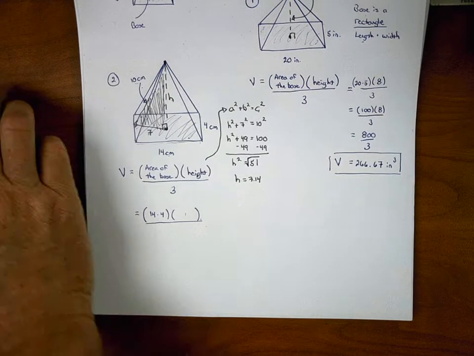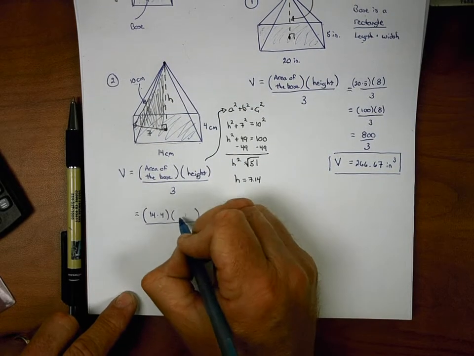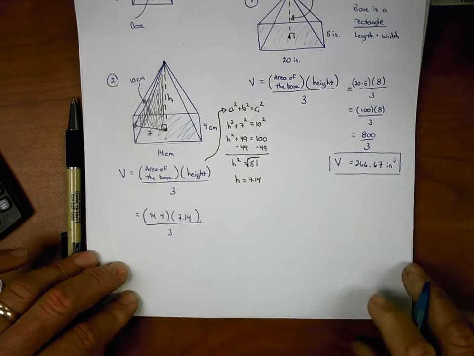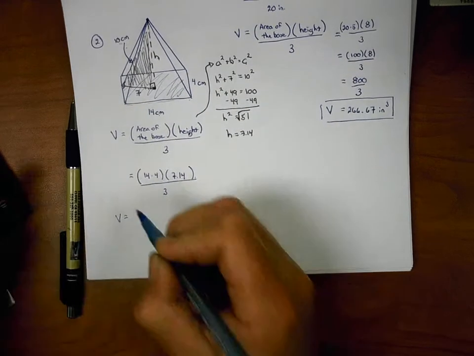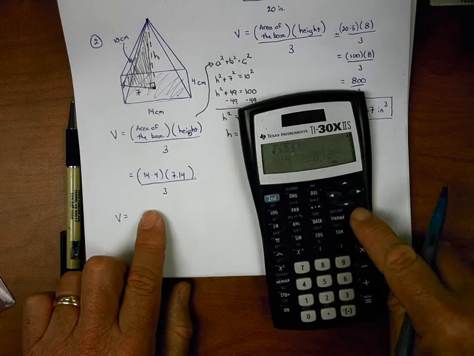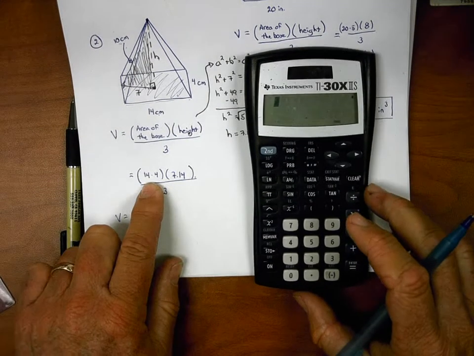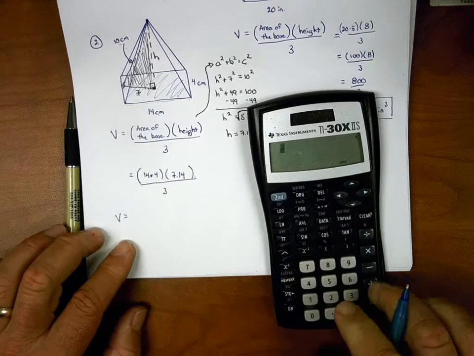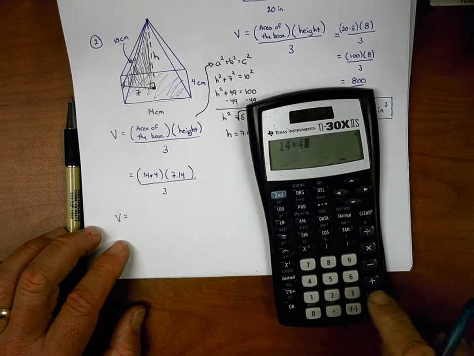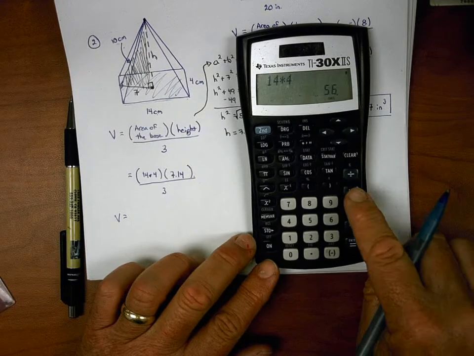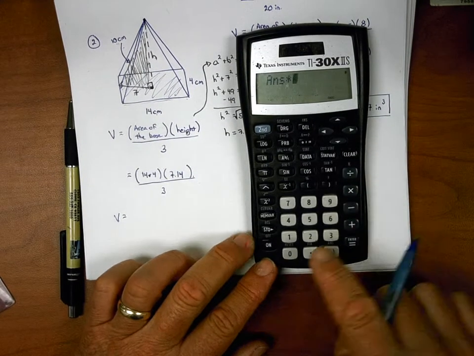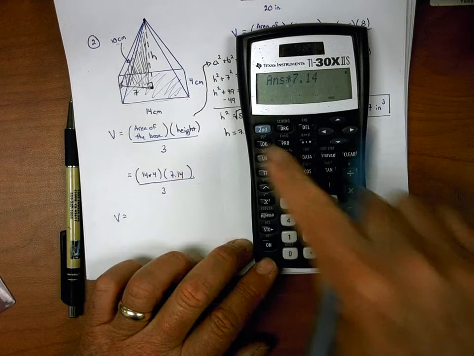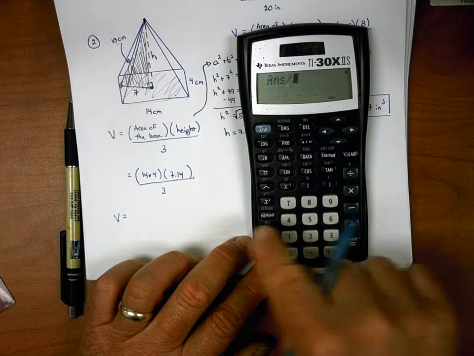So when I use my formula for the volume, I put in 7.14 for the height. Then I'm going to divide by 3. The area of the base is 14 times 4, which is 56. And then I'm going to multiply that by 7.14, which turned out to be the height of my pyramid, and I got that by using the Pythagorean Theorem. And then I have to divide by 3.